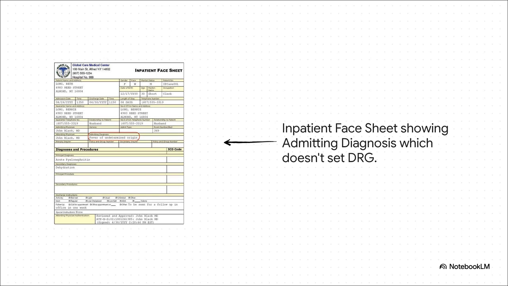If you look at a standard inpatient face sheet, you'll often see an admitting diagnosis, something vague, like a fever of undetermined origin. Now, that is administratively important, sure. But as financial teams know all too well, that admitting diagnosis does not determine the MSDRG reimbursement. The true principal diagnosis, the one established after all the tests are run, is the only one that matters.